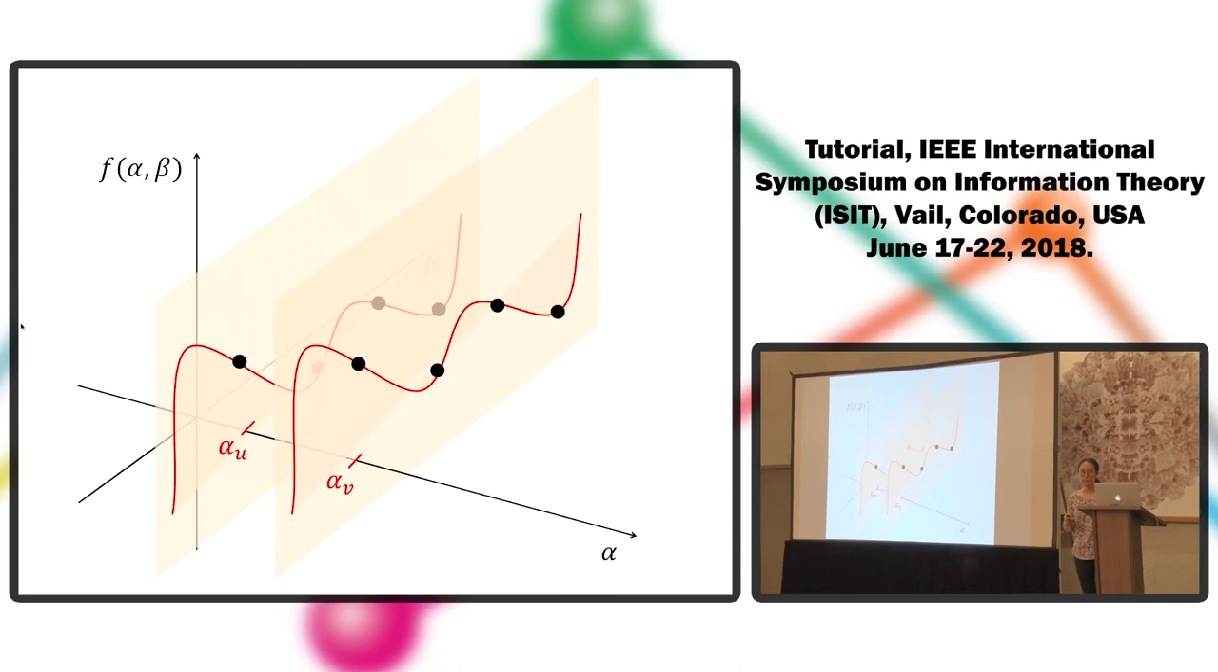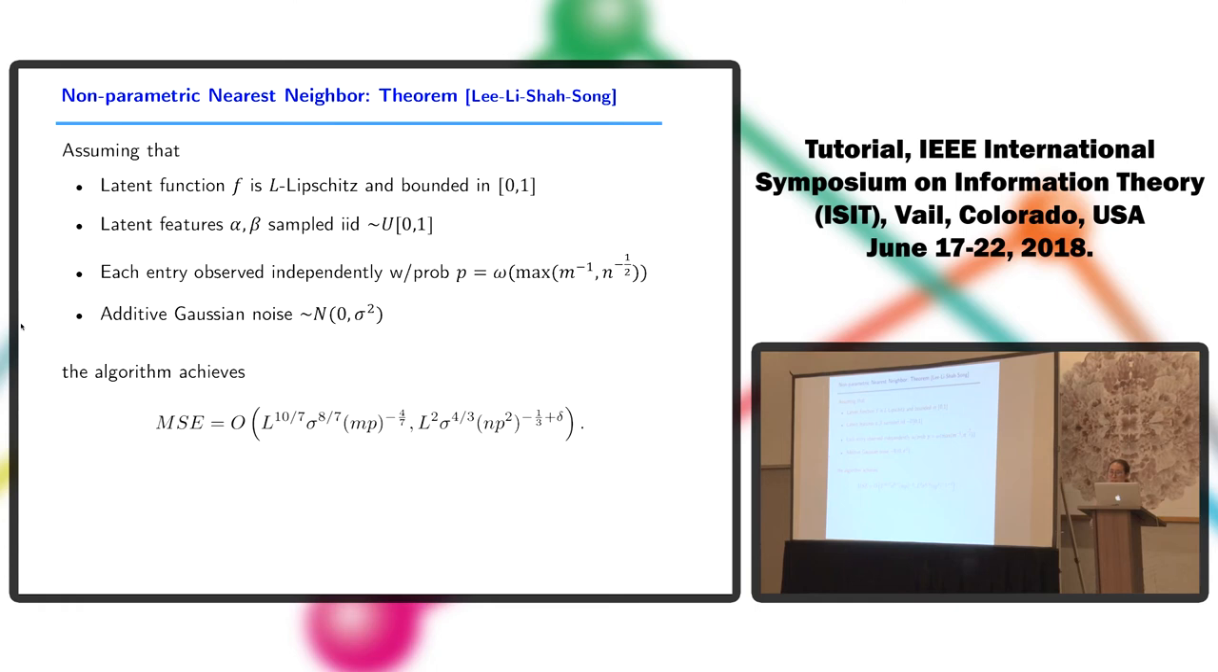Just to give you a sense of where we're going, what we're able to show is that if the latent function f is Lipschitz and bounded, and if the latent features are sampled IID, and for simplicity, let's say they're sampled uniformly on the unit interval, but that can be relaxed, and if every entry is observed independently with probability p, and we have additive Gaussian noise with variance sigma squared, then we can provide this bound on the mean squared error. And I'll show you where this bound comes from.